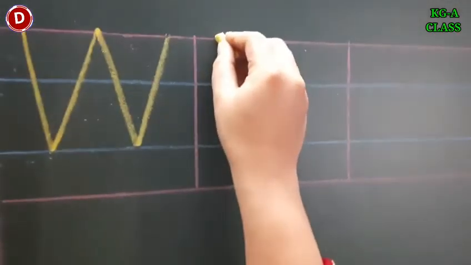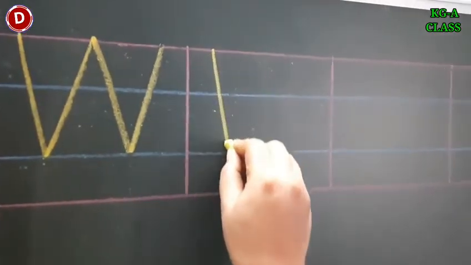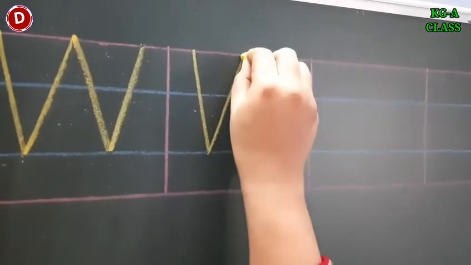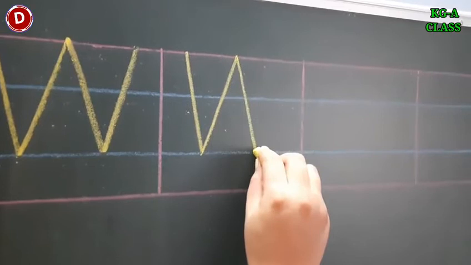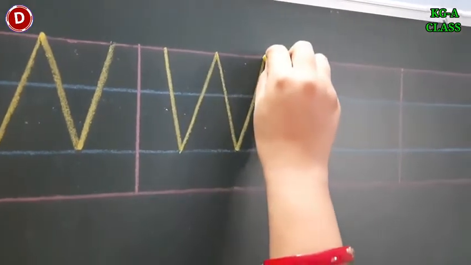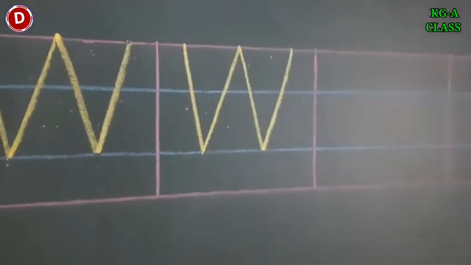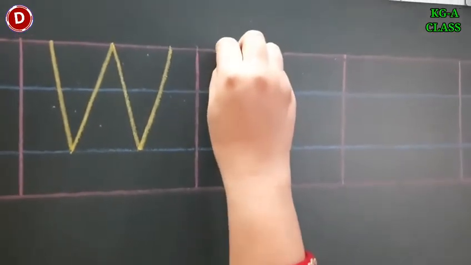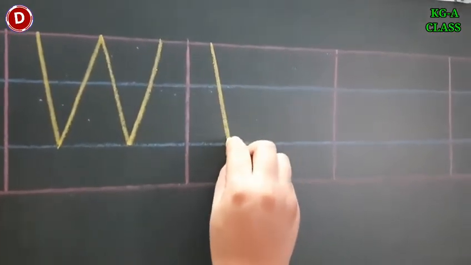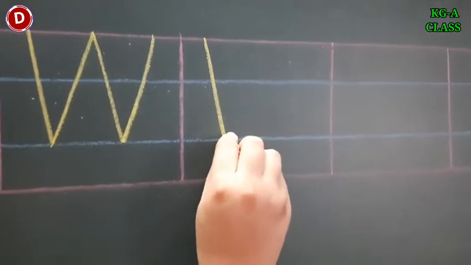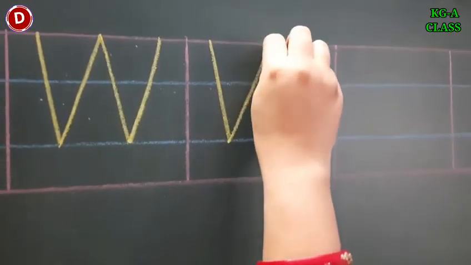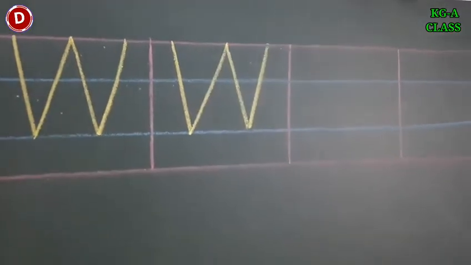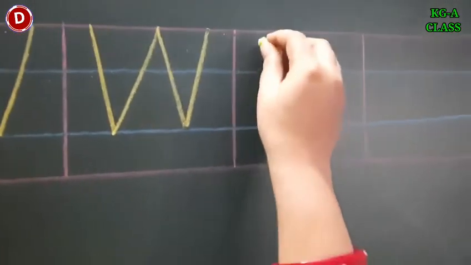See, one more time. Slanting line. We are going down, then we are going up, again down and again up and touch the red line. In this way, children, you have to write capital W. Start from the red line, make a slanting line, touch the bottom blue line, go up, again go down and again go up. In this way, you have to write capital W.